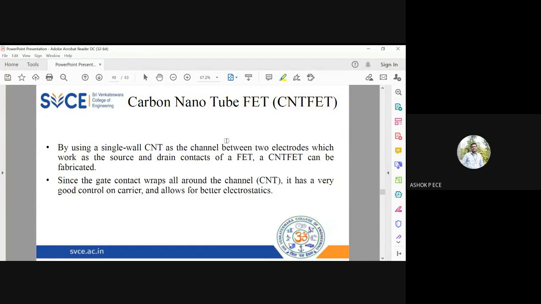So by using a single wall CNT as a channel between the two electrodes, which work as the source and drain contacts, a CNT FET can be fabricated. So where is the CNT introduced into the FET? In the channel, I am going to use CNT, carbon nanotube. Between the source and drain, you have a channel, right? So in that channel, I'm going to use carbon nanotube.